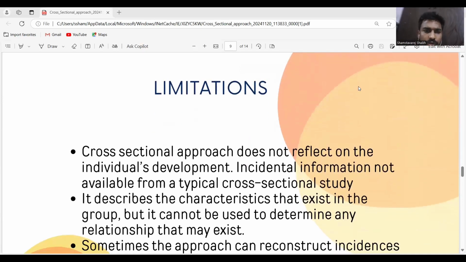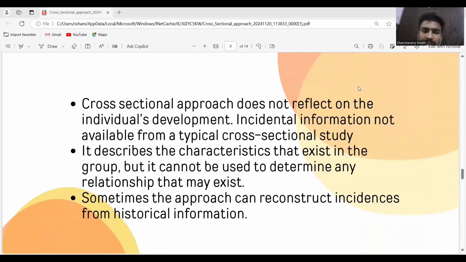Limitations of the cross-sectional approach. It does not reflect individual development. Incidental information is not available in a typical cross-sectional study. The approach does not show individual development; it shows group development. And incidental information: suppose one sample has some incidents, it is also not going to be shown in the outcome.